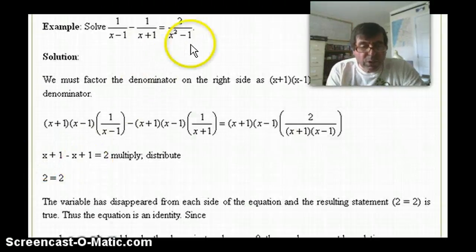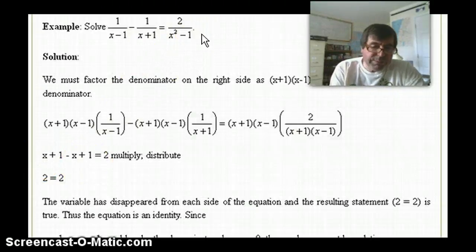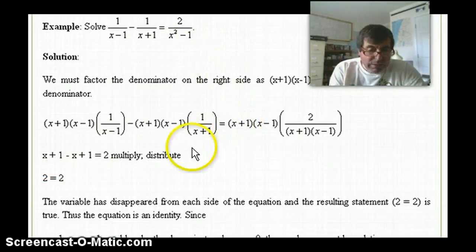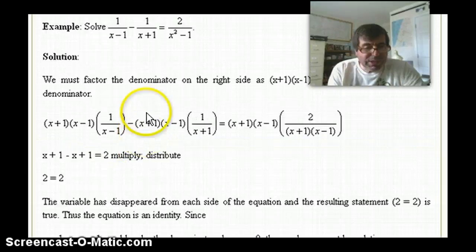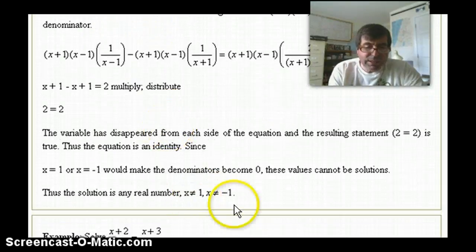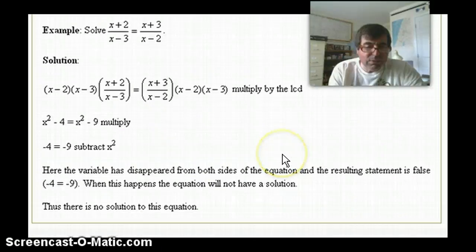Okay, so if we go back to your textbook, they worked this out a little longhand, but notice they got 2 is equal to 2. And that would mean what? That would mean all real. But there are some exceptions. It can't be 1 and it can't be negative 1. So x cannot equal 1, x cannot equal negative 1. Remember, you can't have 0 at the bottom.